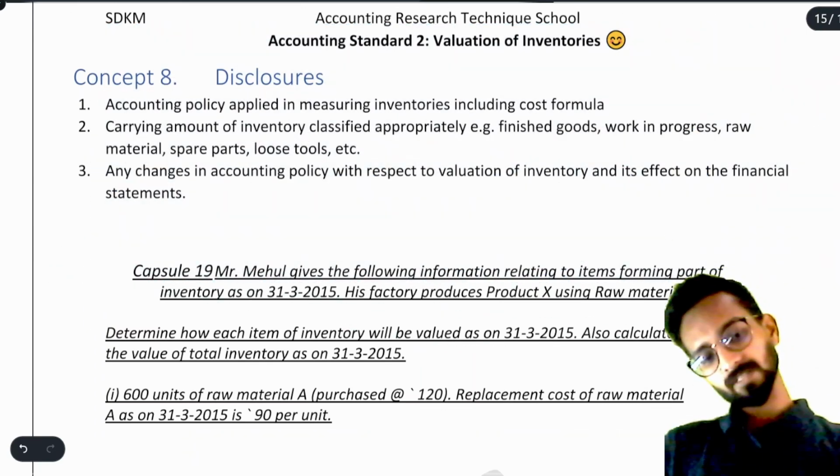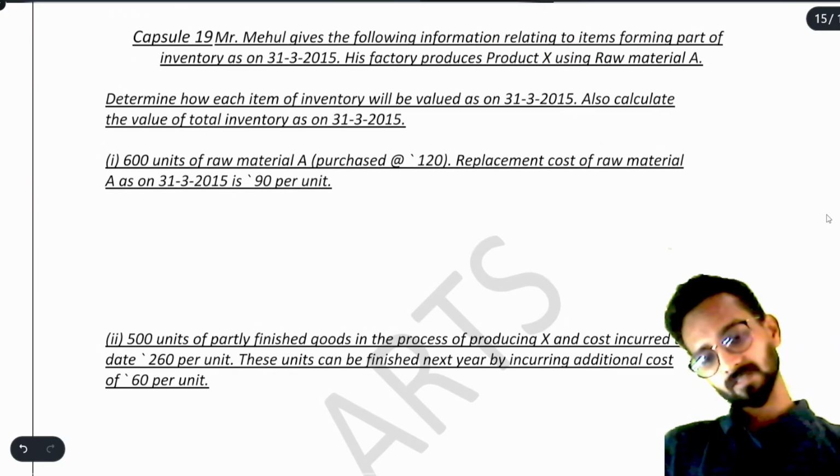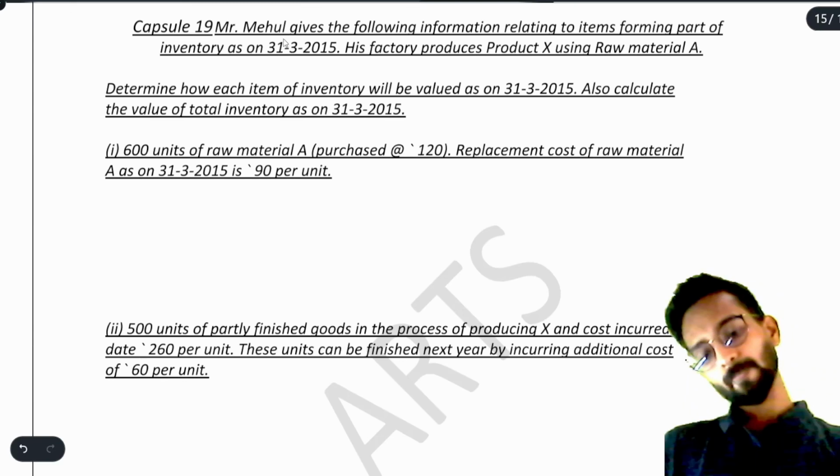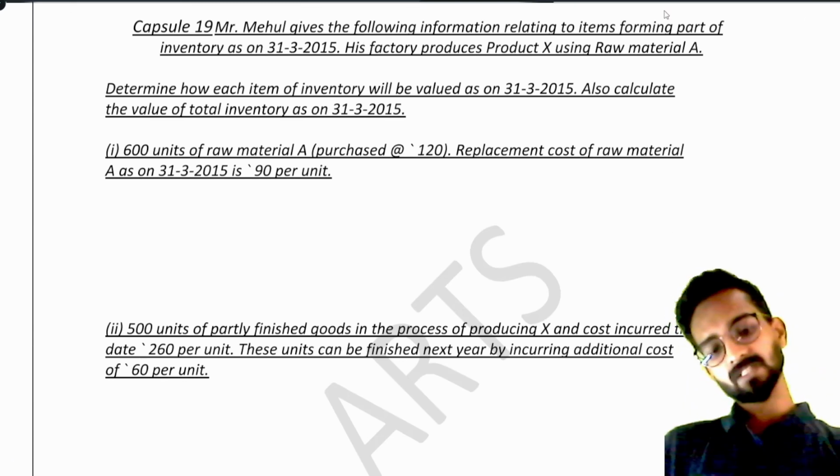Now, after this, the last capsule we have here is capsule number 19. Let's meet Mr. Mehul. Mr. Mehul gives the following information relating to items forming part of inventory as on 31st March. His factory produces product X using raw material A. Determine how each item of inventory will be valued as on 31st March 2015. Also calculate the value of total inventory as on 31st March 2015.